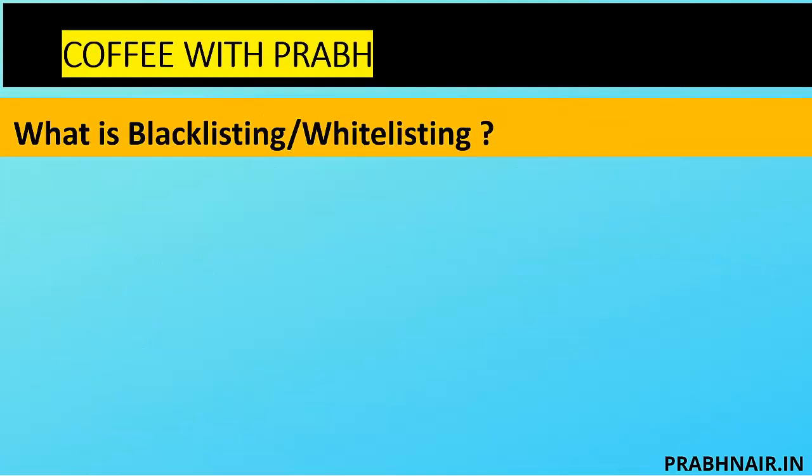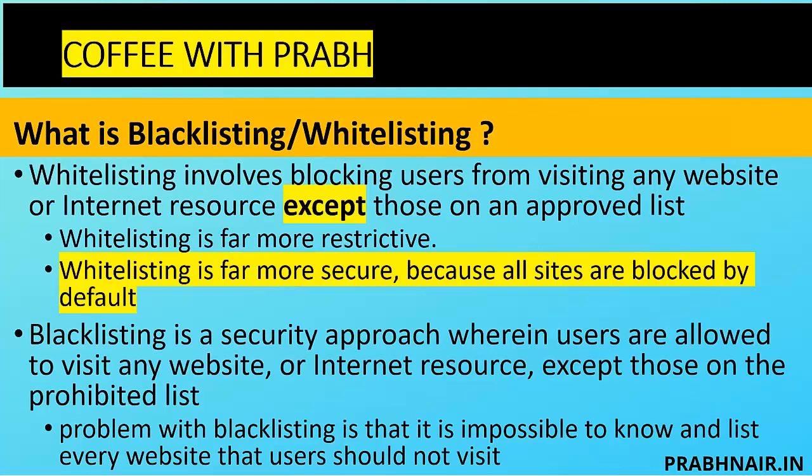Okay, so the next interview question is, what is blacklisting and whitelisting? Whitelisting involves blocking the user from visiting any site or internet resource except those on an approved list, and blacklisting is a security approach where users are allowed to visit any website or internet resource except those on the prohibited list. Let me give you a live example. Whitelisting means you can say allow this and deny all, which is actually easy to maintain. Allow this and deny all.